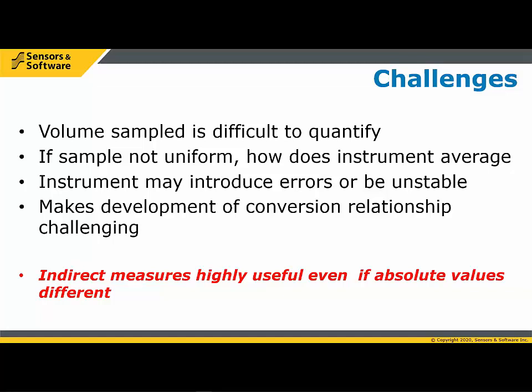Sometimes the instrument itself may introduce errors or be unstable, and then you have even more problems. You don't know whether the variation is from the instrument or from the material. So all in all, developing the conversion relationship is challenging. And even though it is, it doesn't mean that it shouldn't be used. One of the things that does come out of this is you find indirect measures are highly useful even if the two instruments don't give the same absolute numbers. That's because they're looking at slightly different volumes or different weighting in the volume. But at the end of the day, the variability over an area is certainly indicated by the indirect measurement.